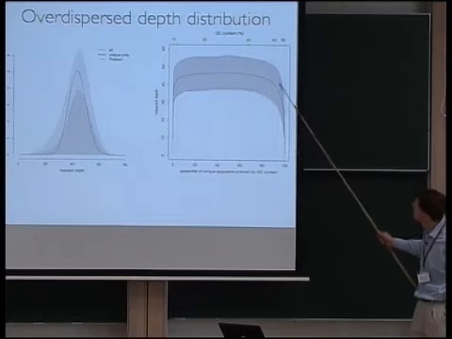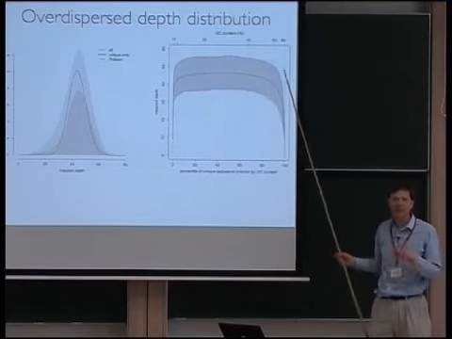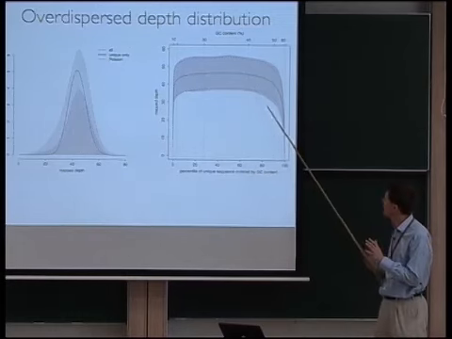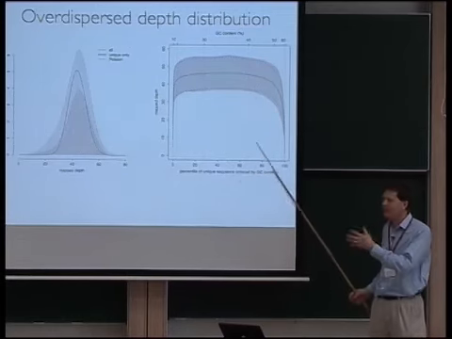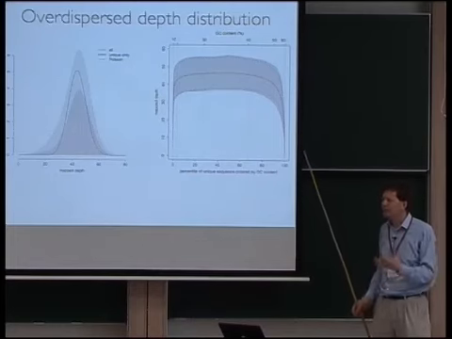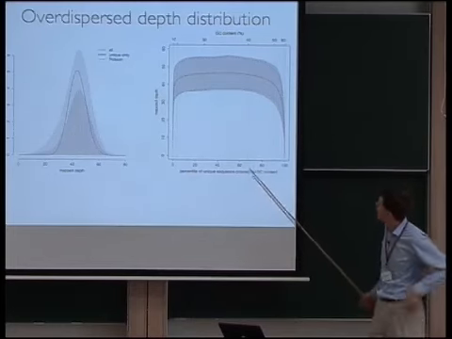This line here isn't flat. Actually, this library isn't so bad. Some libraries are very bad, and they kind of skew down here, and they come down here, and that's a property of the sample preparation, and so on.